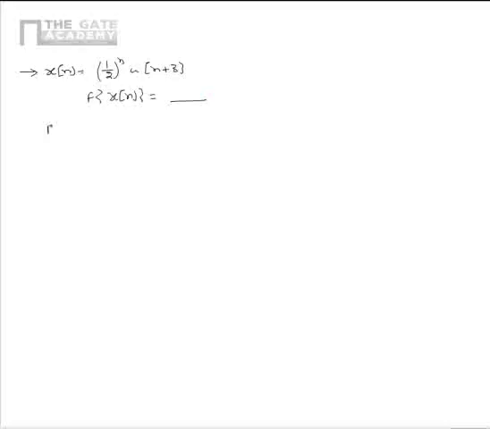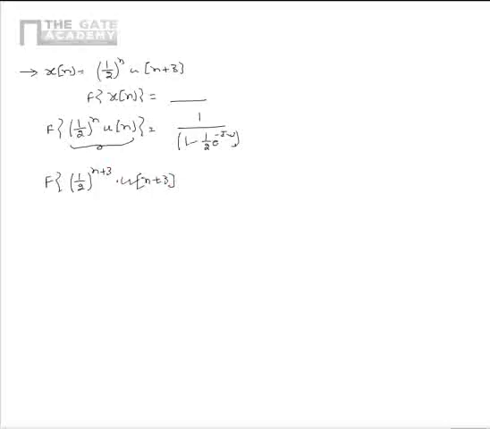We know that the Fourier transform of (1/2)^n u[n] is equal to 1 divided by (1 minus 1/2 e^(-jω)). Please note that the Fourier transform of (1/2)^n u[n] exists because the sequence is absolutely summable. From this, we can write that the Fourier transform of (1/2)^(n+3) u[n+3] is equal to e^(j3ω) divided by (1 minus 1/2 e^(-jω)).